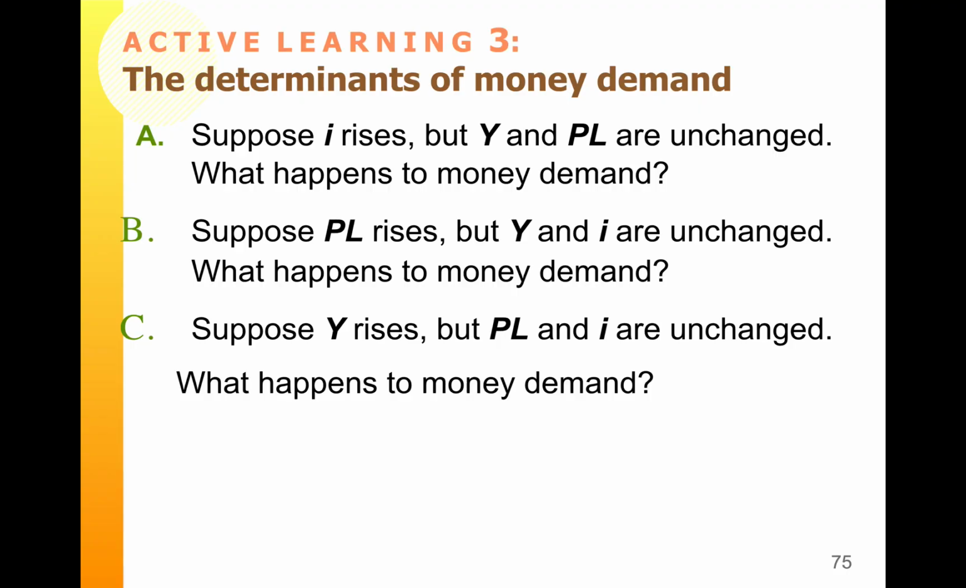We're going to do active learning number 3 now. So in A, B, and C, they've given you some issues where interest rate, real GDP, and/or price level are changing, and they want you to determine what happens to money demand.